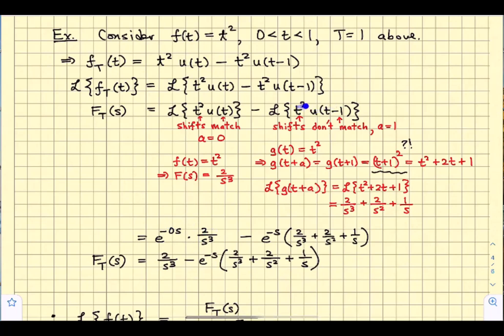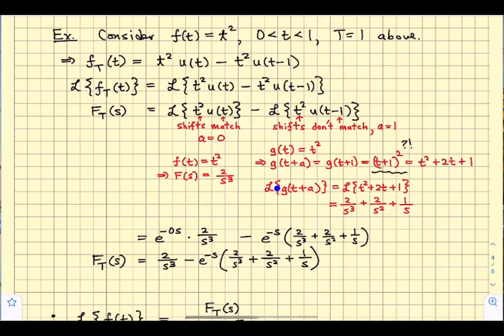When the shifts don't match, then we can see here that the shift here is 1, the shift here is 0, the shifts don't match. Remember, we need to identify what our g of t is. We need to look at our g of t plus a, so here g of t plus 1. If this is g of t, then g of t plus 1 is this. And now you might pause for a second. How in the world do we take the Laplace transform of this? You do need to remember that algebra is your friend. This is not in our table, but if we just expand this using algebra, we get this.